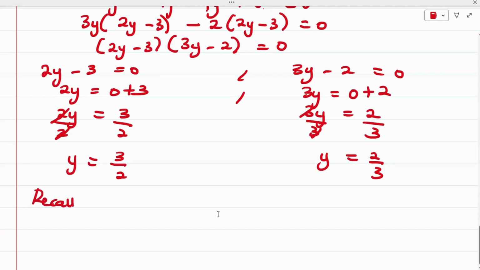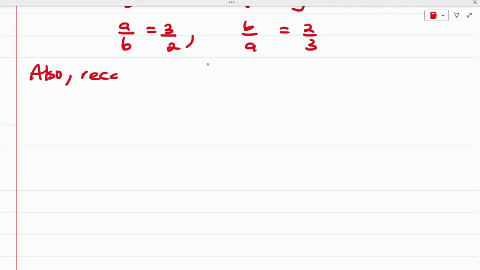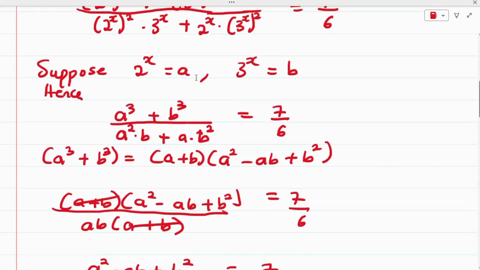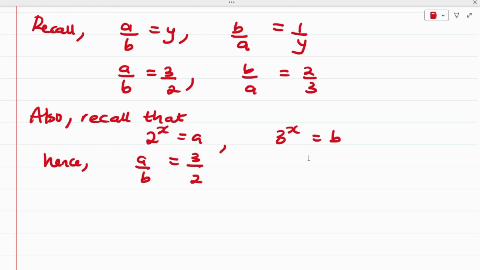But we want to simply recall at the beginning we said that let a over b be equals to y and b over a be equals to 1 over y. So from here we have that a over b is equals to 3 over 2 and b over a is equals to 2 over 3. Also, recall that suppose that 2 raised to the power of x is equals to a and 3 raised to the power of x is equals to b. So we have a is equals to 2 raised to the power of x and b is equals to 3 raised to the power of x, right?